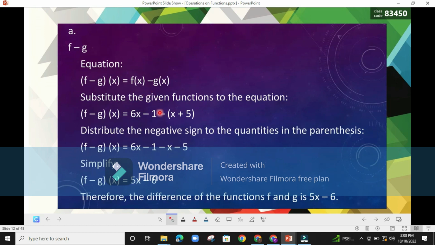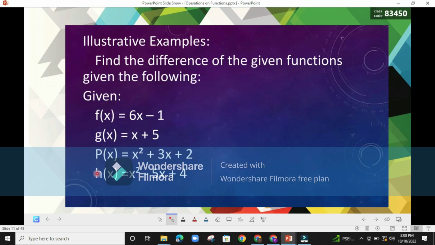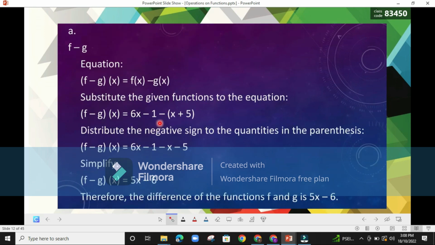Copy the operation, the minus sign here. And then our g of x is x plus 5. So we have here x plus 5. Then distribute the negative sign to the quantities in the parentheses. So you have negative times x, you have negative x. Negative times 5, you have negative 5. So f minus g of x is equal to 6x minus 1 minus x minus 5.